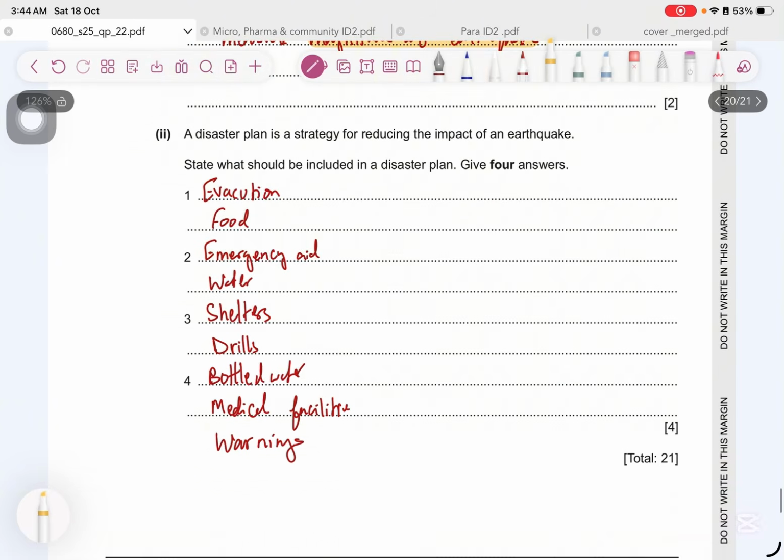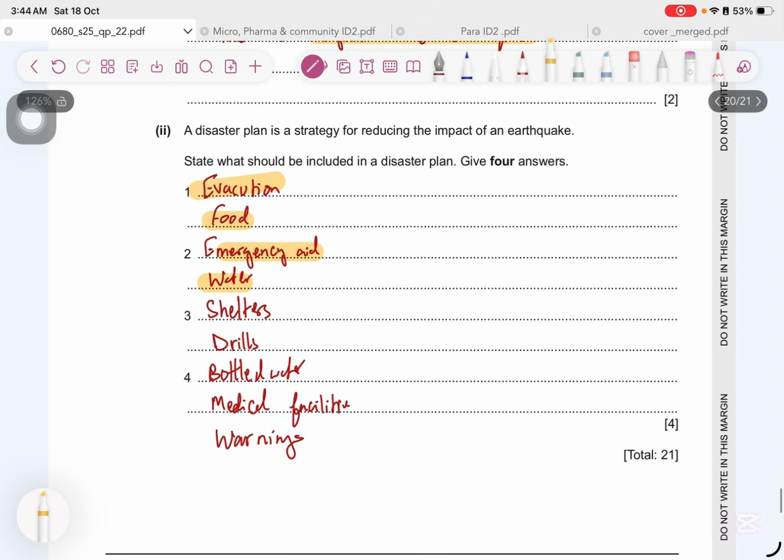Last question, finally. A disaster plan is a strategy for reducing the impact of an earthquake. State what should be included in a disaster plan and give 4 answers. When we talk about any disaster plan, you need to evacuate people, you need emergency aid, and definitely food. These are the 3 main things you have to learn by heart, okay? Food and water, they come together. So they're mainly 3, but they're counted as 4, okay?